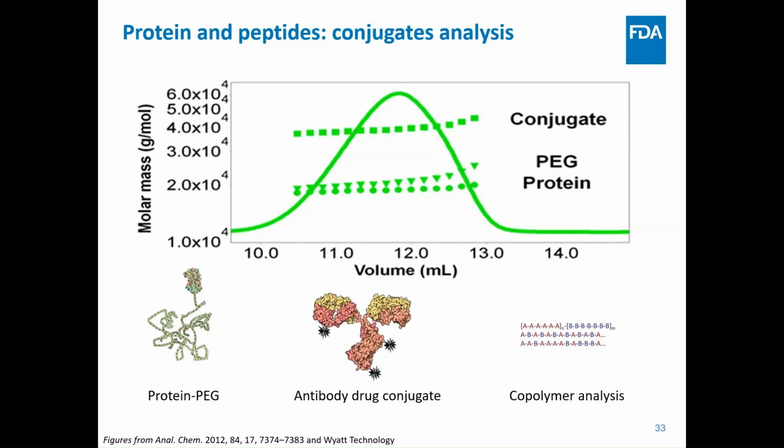Using the same strategy, we can also do this for an antibody drug conjugate, where we want to know how many drug molecules are conjugated to each antibody. So by using AF4, we can obtain such information.